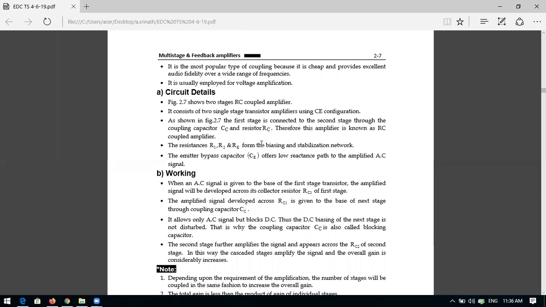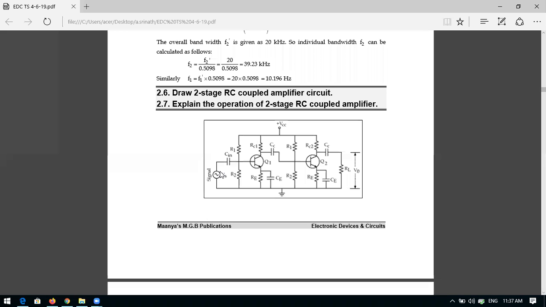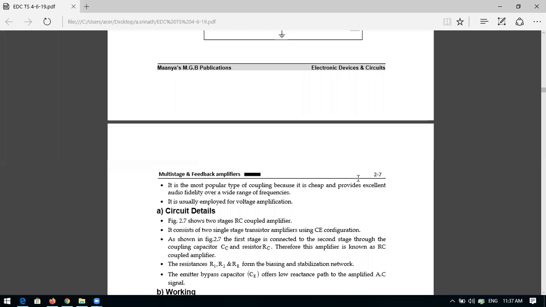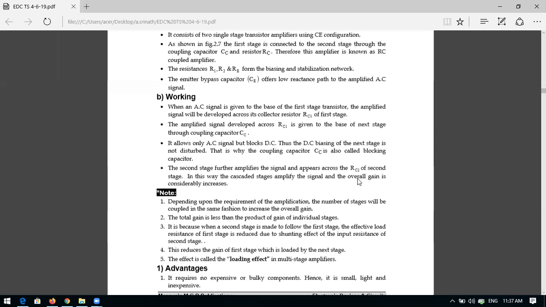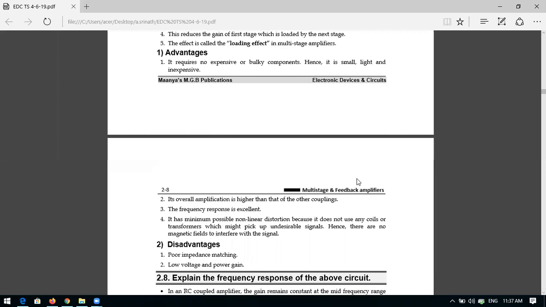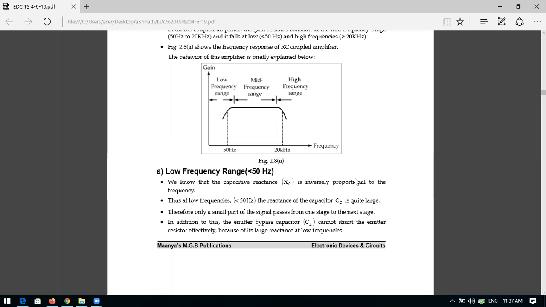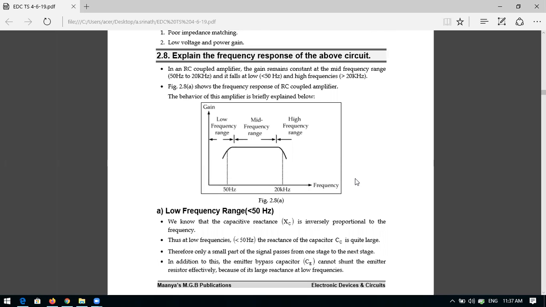So this is the AC. You want to amplify the AC signal or DC signal here? AC signal, sir. Only the AC signal you want to amplify. So what is the major disadvantage? Poor impedance matching. What is the disadvantage? Low voltage and power. What is the major advantage?